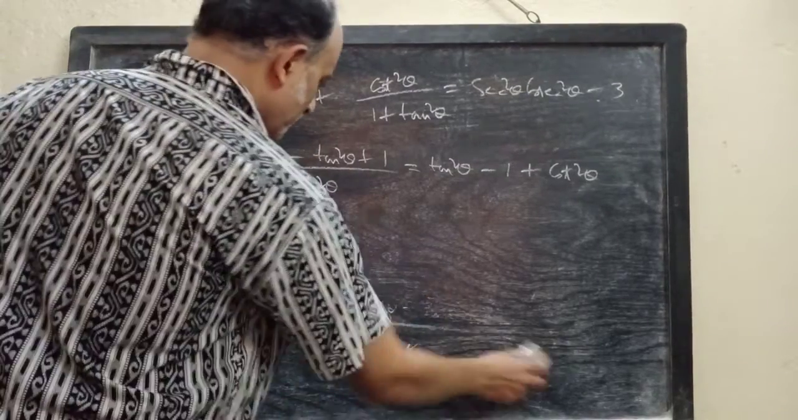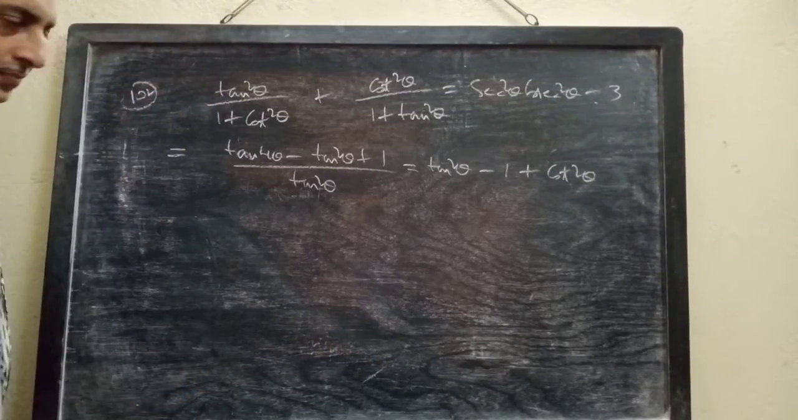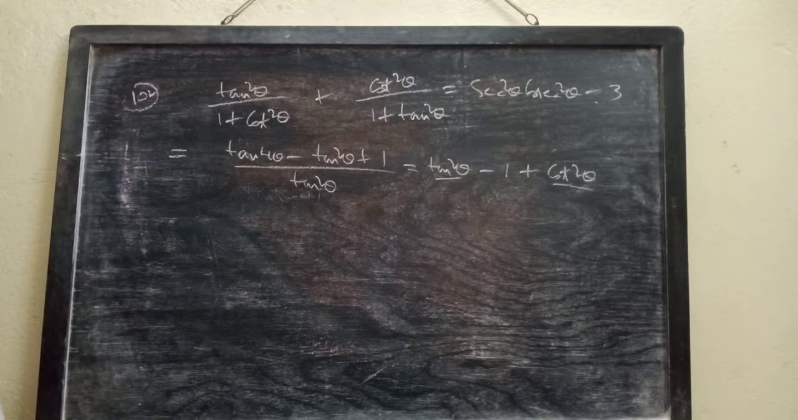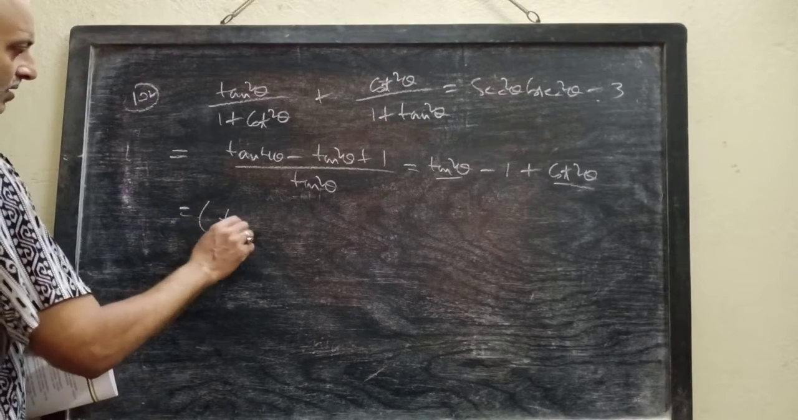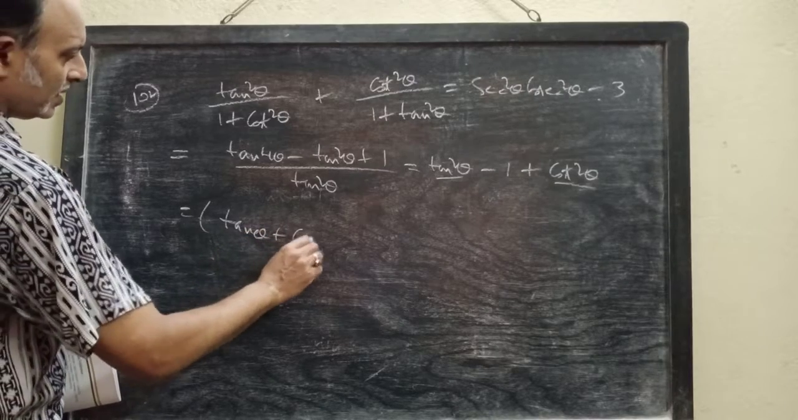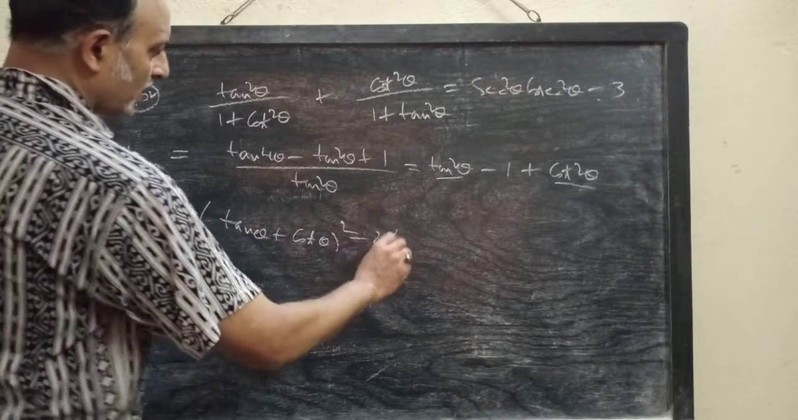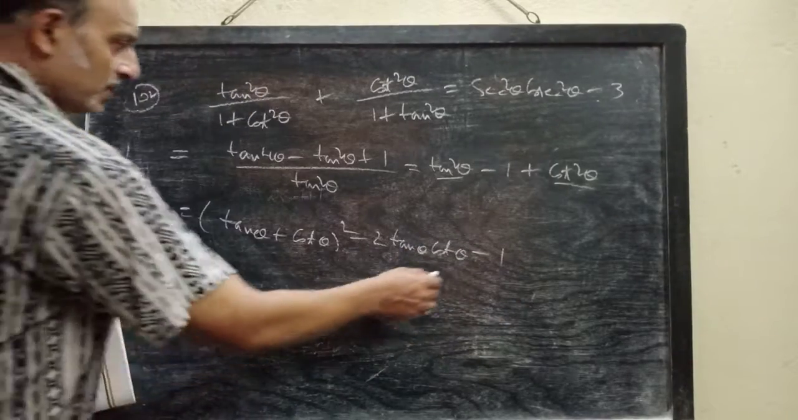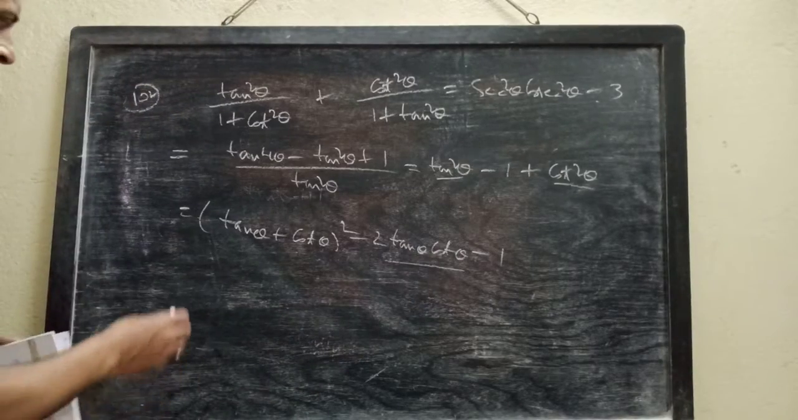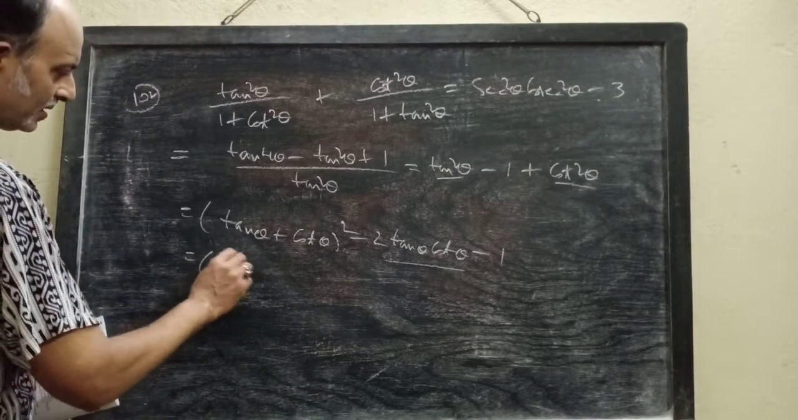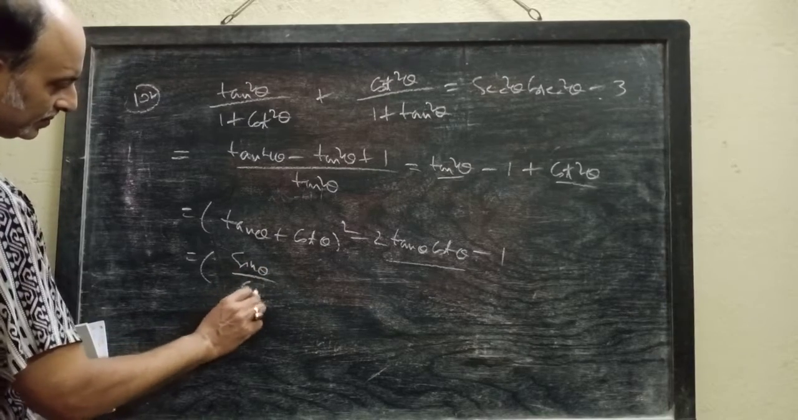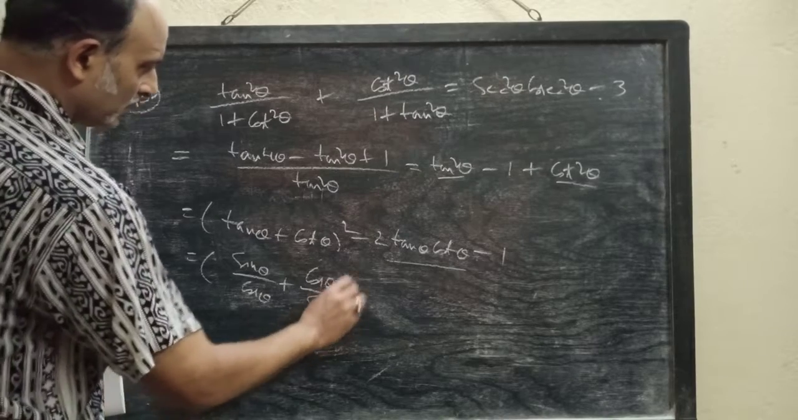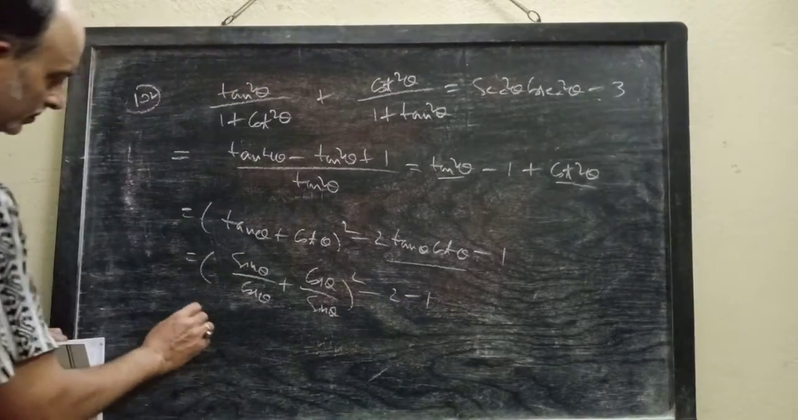Now I am using these steps. Look, these two can be thought of as a square plus b square. So I am writing a plus b whole square minus 2ab. That is tan theta plus cot theta whole square minus 2 tan theta cot theta then minus 1. This is actually 2 because tan theta cot theta is 1. Now tan theta is sin theta by cos theta, cot theta is cos theta by sin theta, whole square minus 2 minus 1.